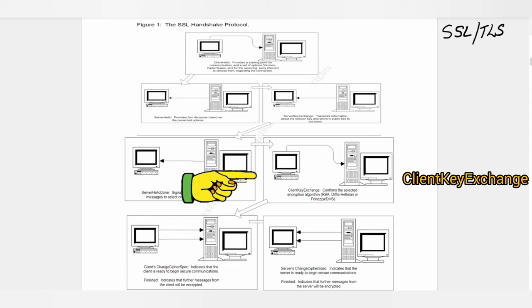Step 5, message 5, client key exchange. This is a stage when attacks like a man in the middle can take place and can be mitigated. Since SSL and TLS do not require a client to have a public and private key in order to establish an SSL session, the client key exchange message contains information about the key that the client and server will use to communicate.